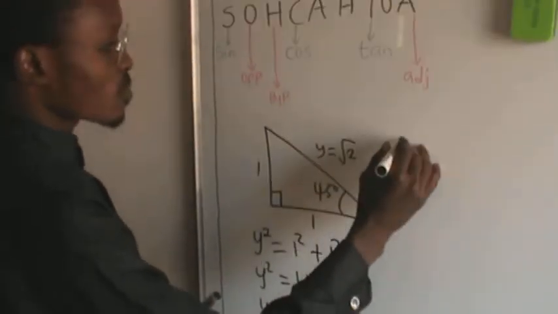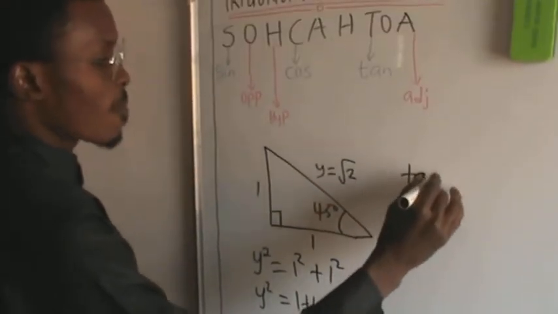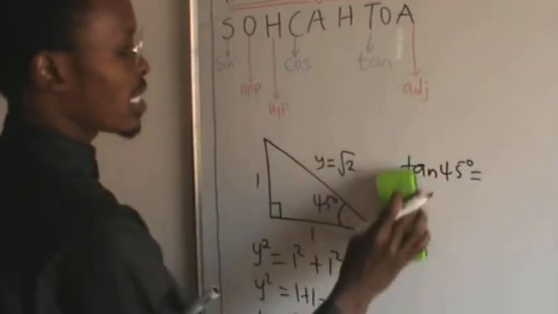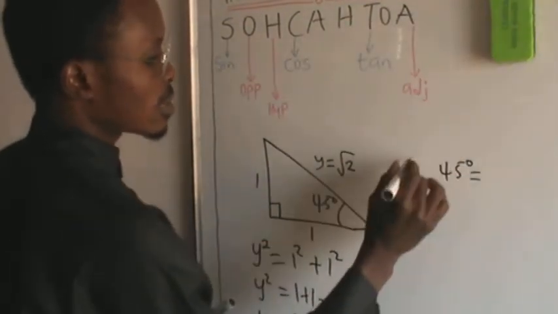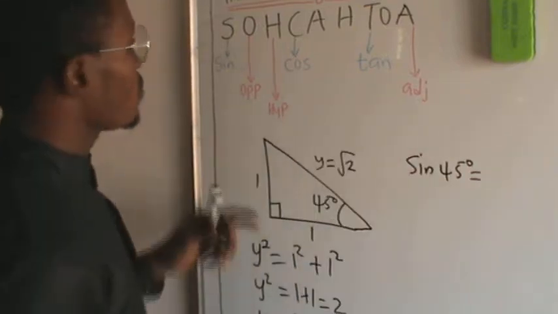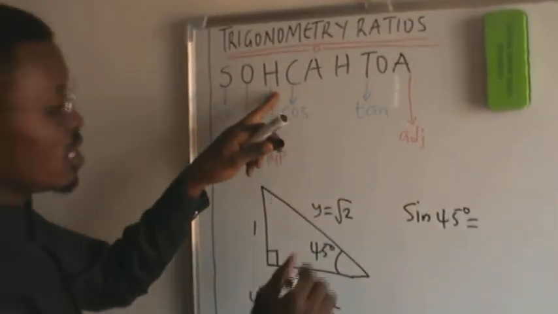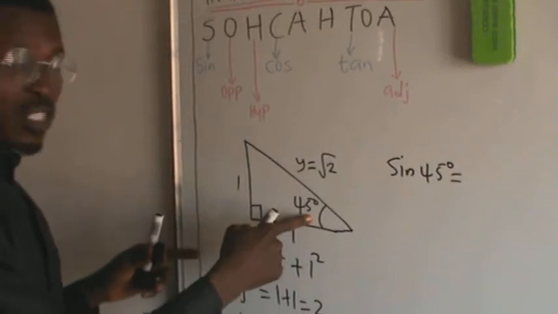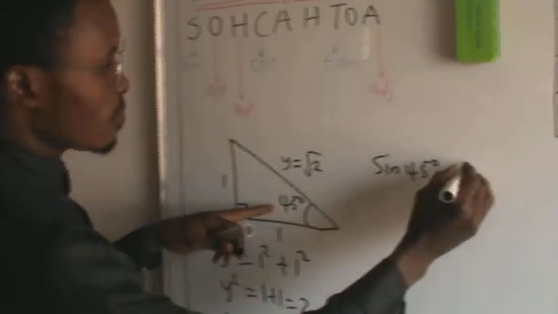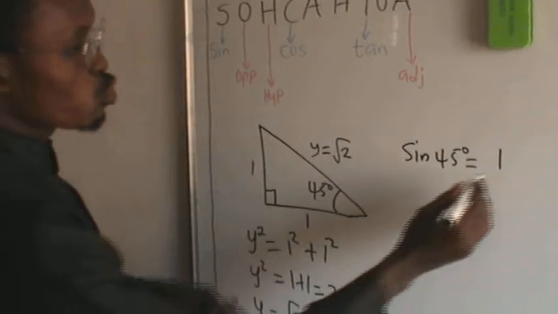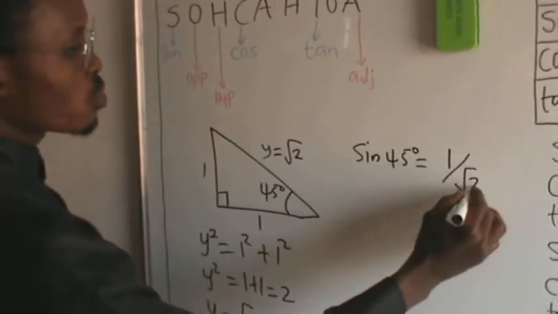Now how do we get the values of the trig ratios? Let's start with sine. Sine 45 degrees. Sine is opposite over hypotenuse. The opposite side of this angle is what? 1 over hypotenuse. Hypotenuse is what? Root 2. 1 over root 2.